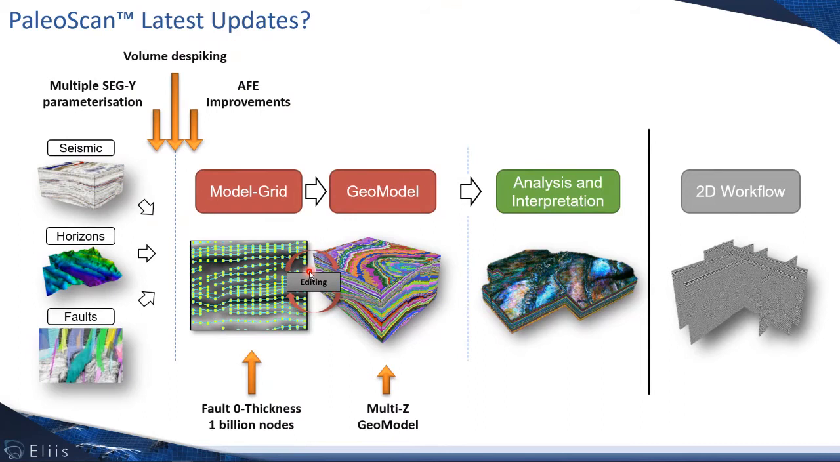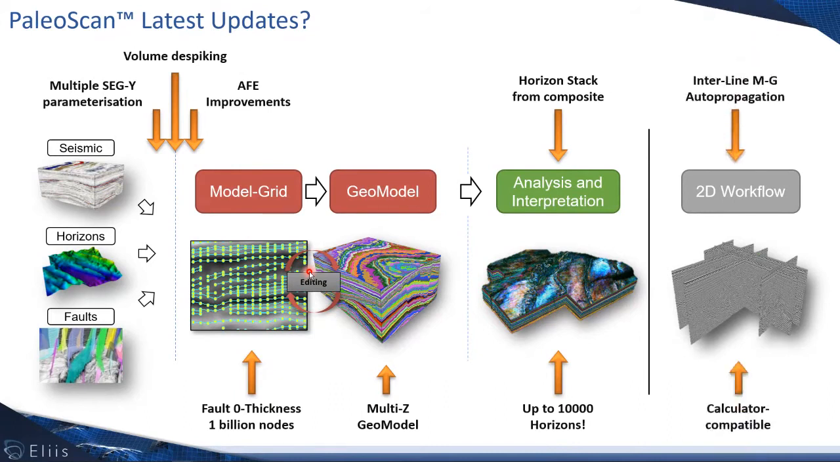And finally, for this section, we are also able now to create some multi-Z geomodel. That means that we're creating some discrete discontinuities at the fault locations. And we can also represent compressive systems with first faults. As for the outputs on horizon stacks, now we're able to create some composite horizon stacks made of some horizon stacks. And you're going to see the use of it as well in my presentation. And we're able to increase the number of horizons in a stack up to 10,000 horizons if you need it at some point. And that's for the 3D.